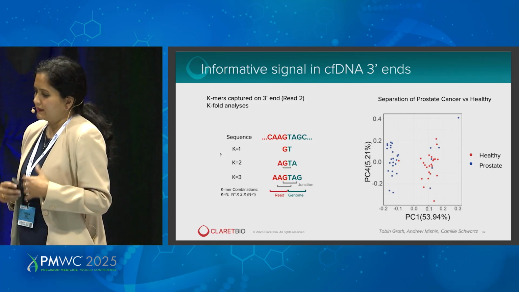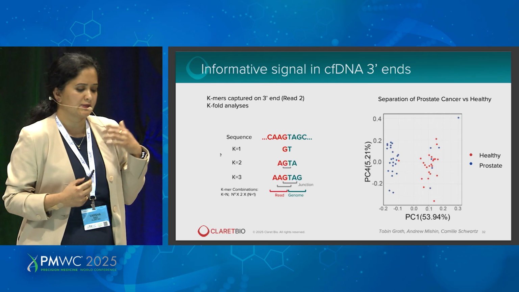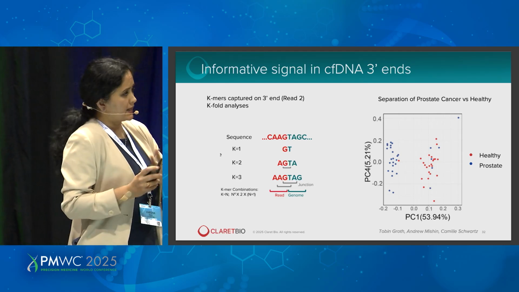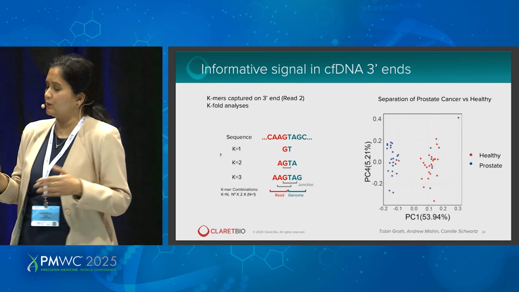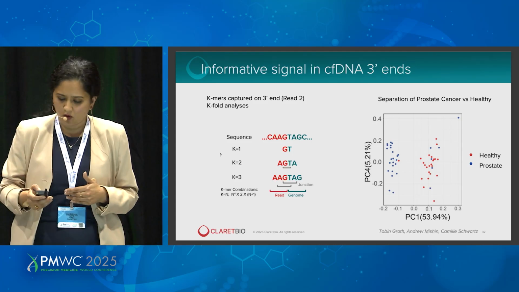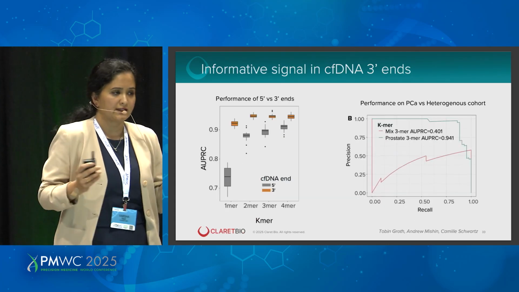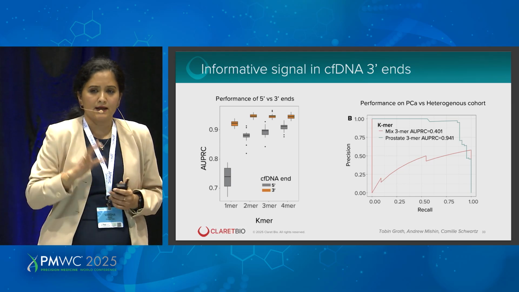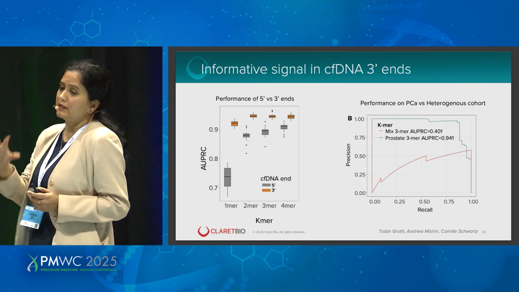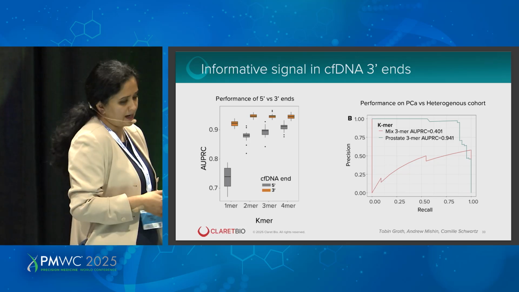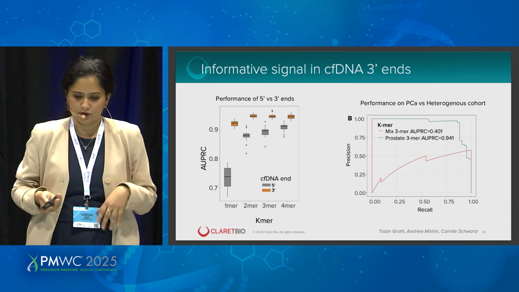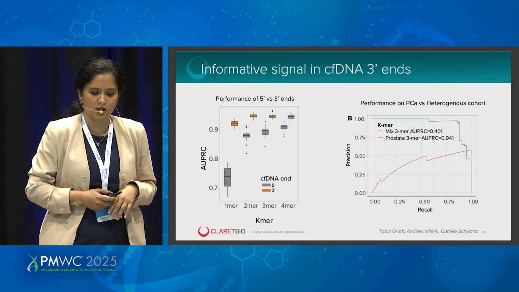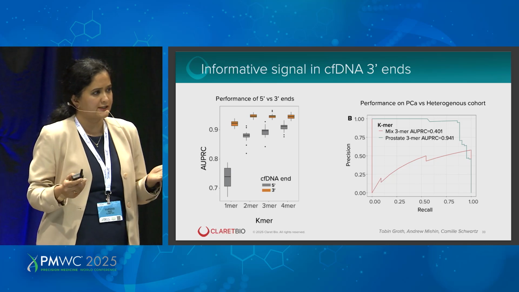And we counted either 1-mers, 2-mers, 3-mers, and so on. And we did machine learning analysis on these. We did k-fold analysis, random forest, and so on. We do see a good separation between healthy versus prostate cancer in this cohort. Looking further into it, we saw that the performance of 3' ends was much better than 5'. And may I remind you that with our method, you're actually retaining the 3' ends in comparison to other methods.